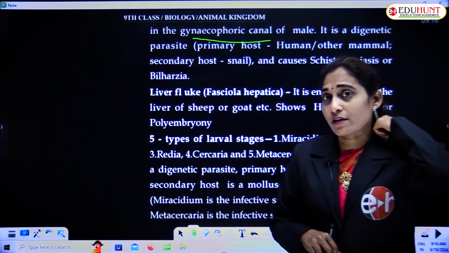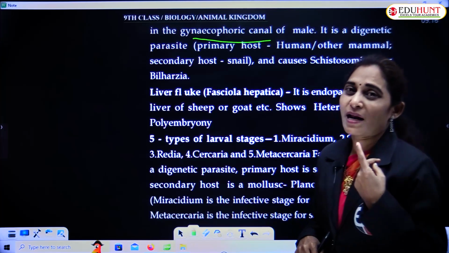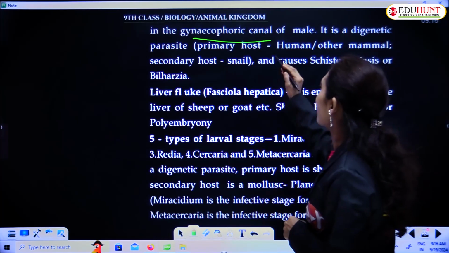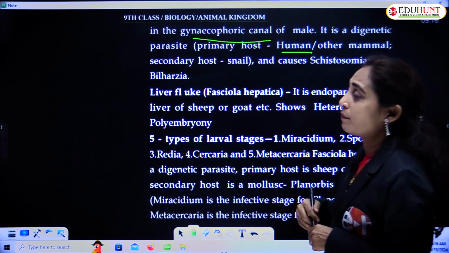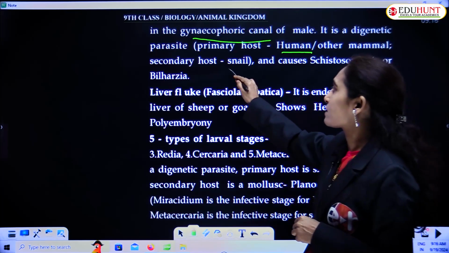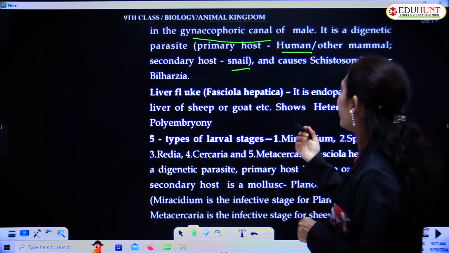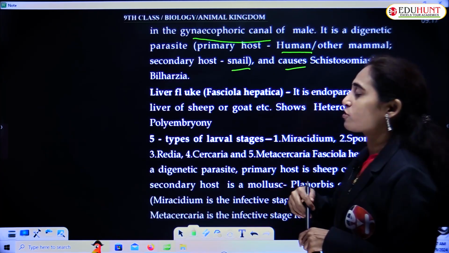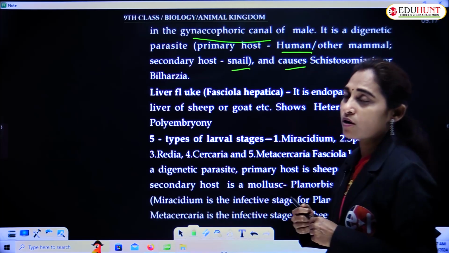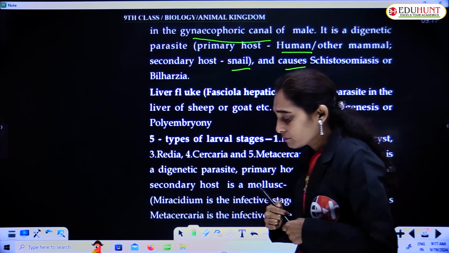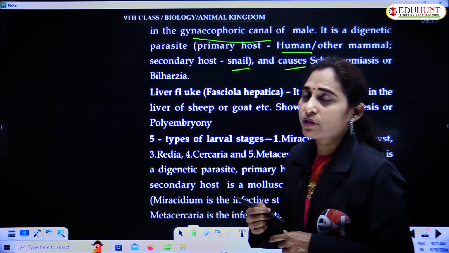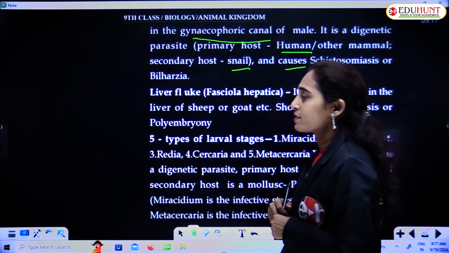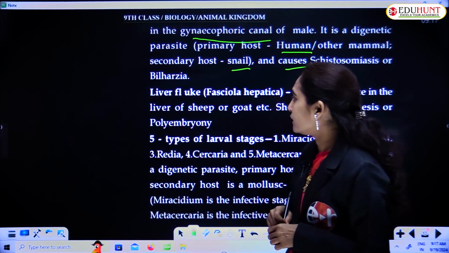That means there are two hosts, primary and secondary host. Primary host may be human or other mammal and secondary host is snail, Pila. And it causes schistosomiasis, the disease caused by the worm. The fluke is known as schistosomiasis or the Bilharzia.